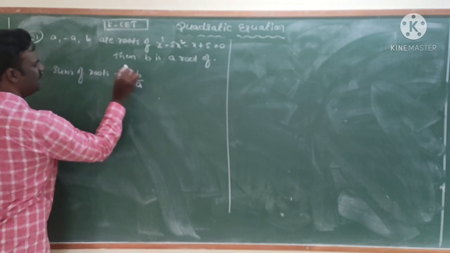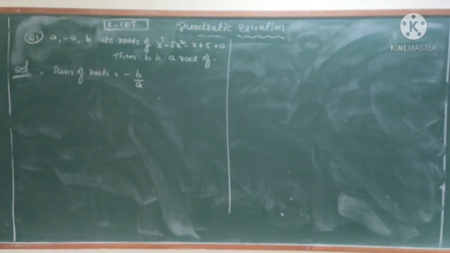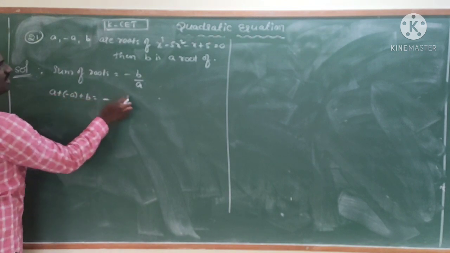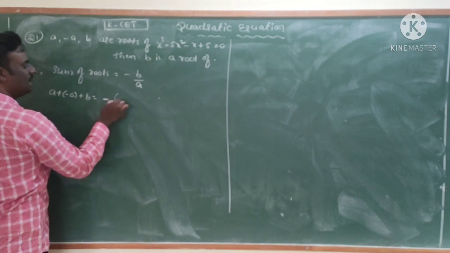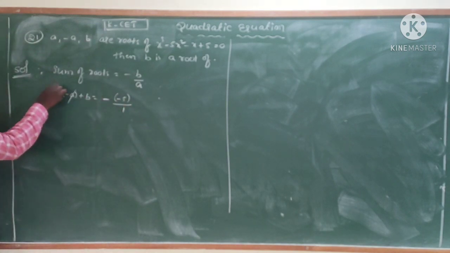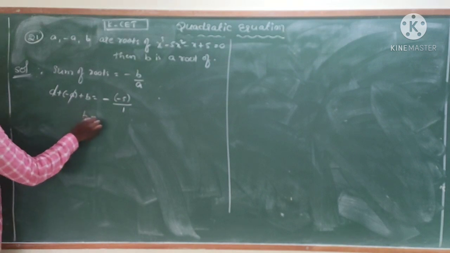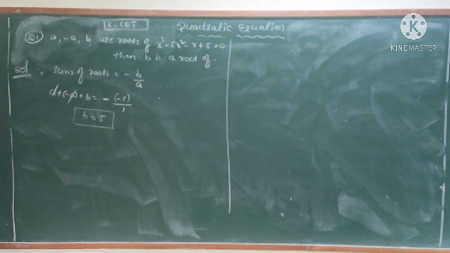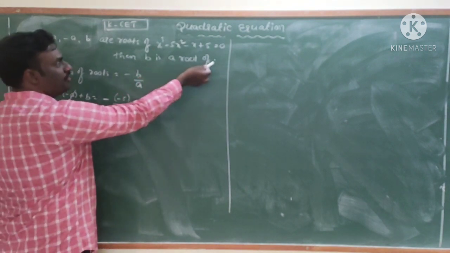Formula is minus b by a, which we already discussed. Sum is nothing but we need to add these three roots. a plus minus a plus b equals minus of b value, which is minus 5, by a value is 1. Then a gets cancelled. Then b equals 5. This is b. But this b is a root of which one?